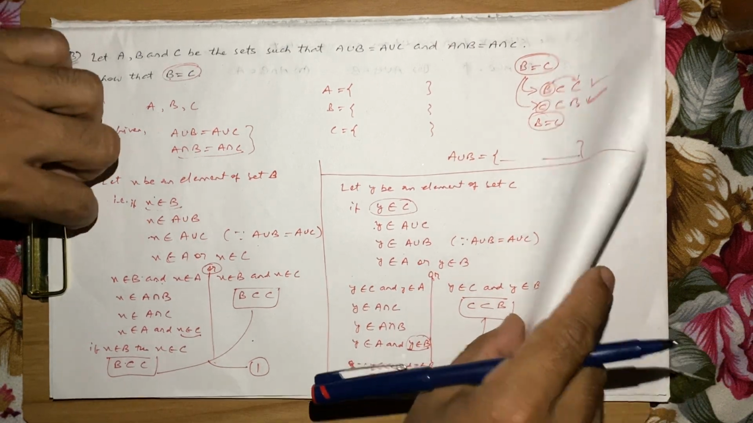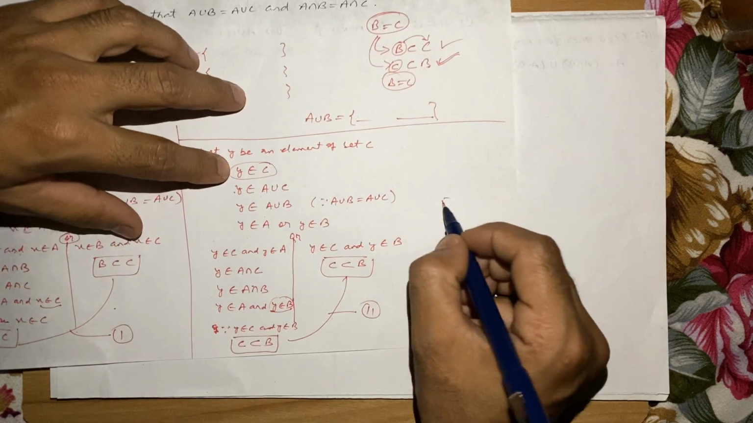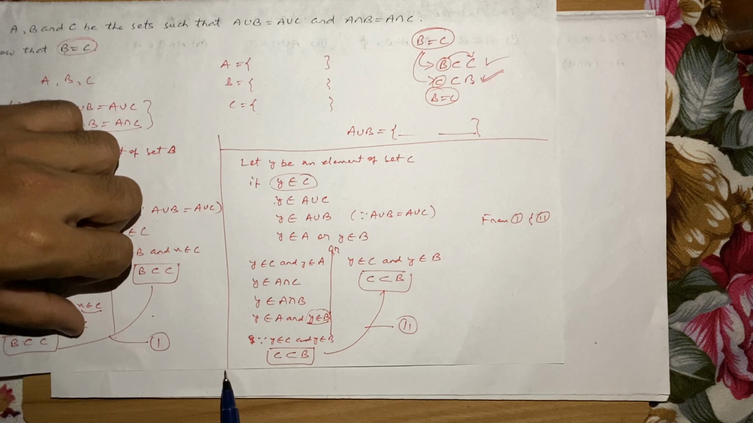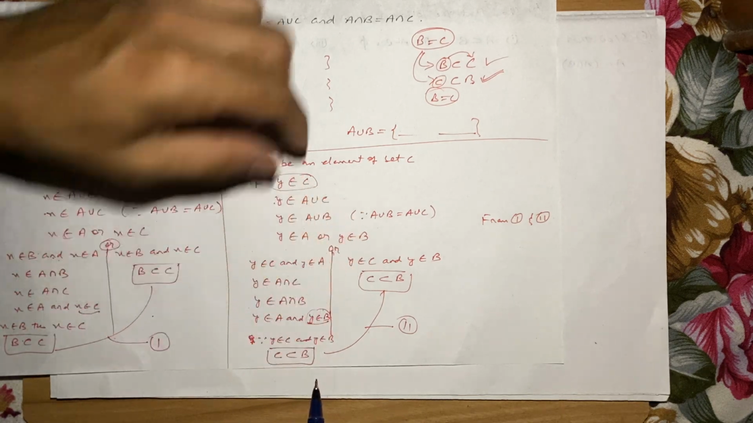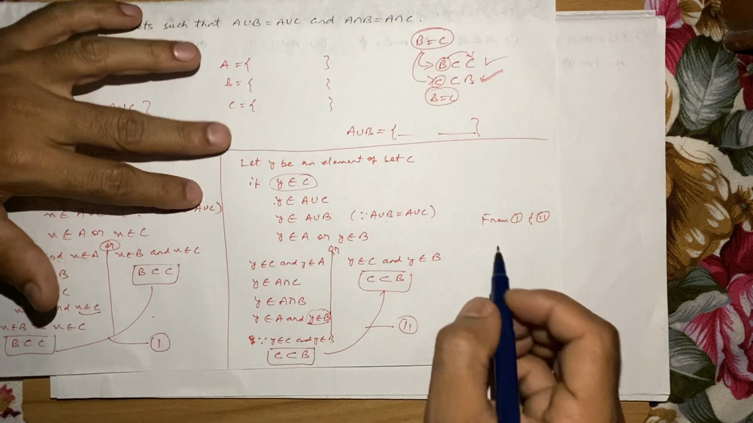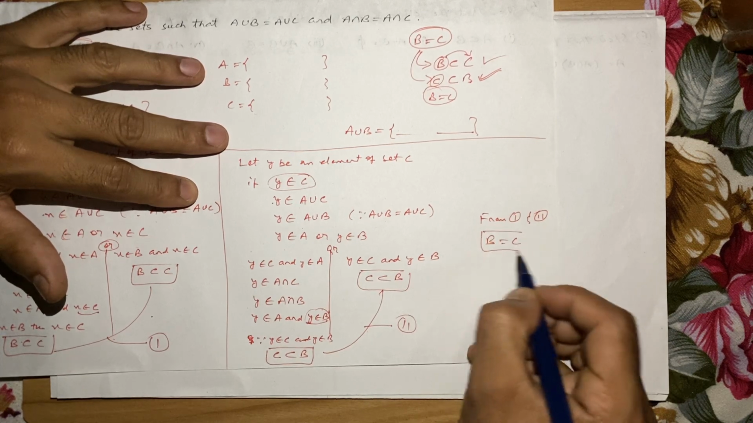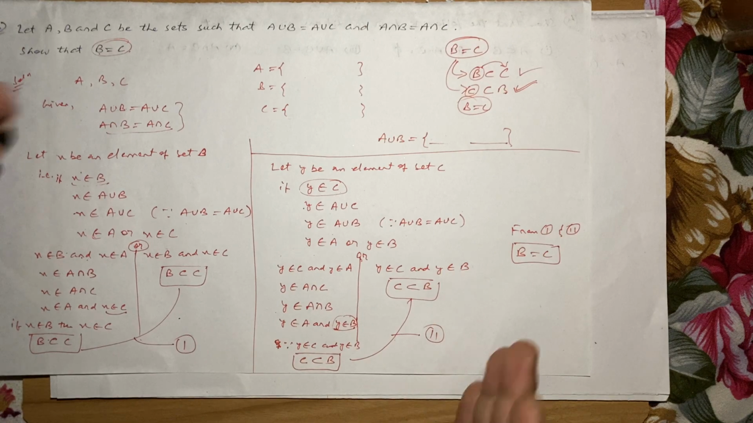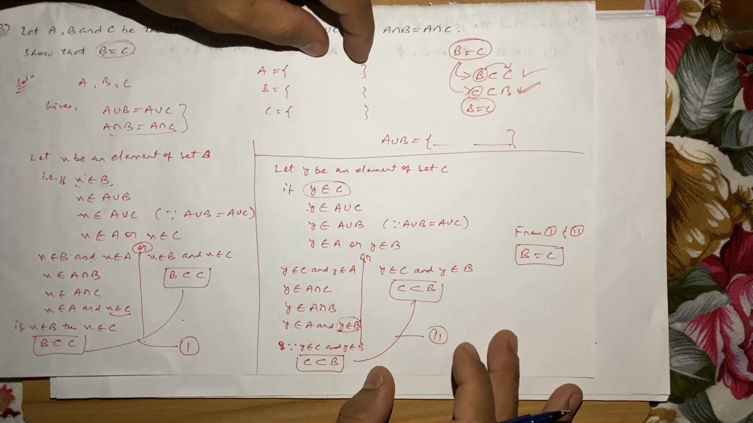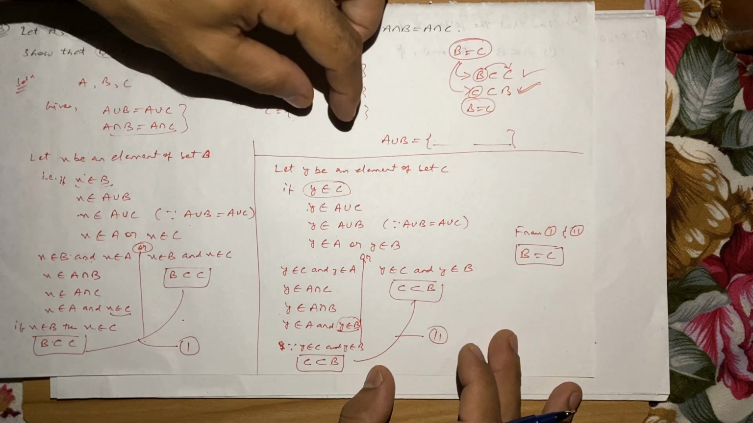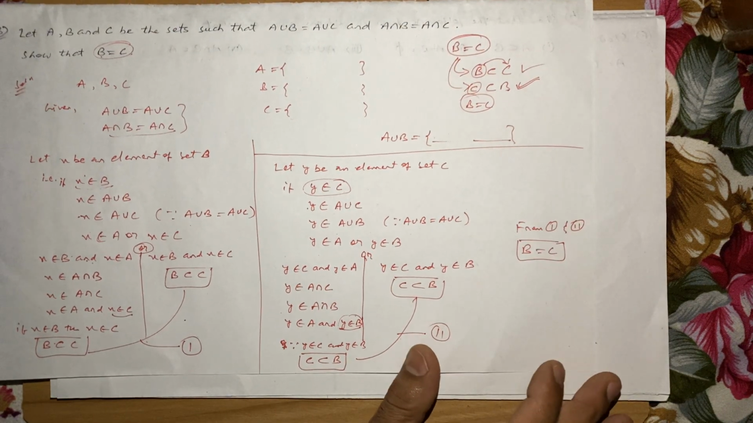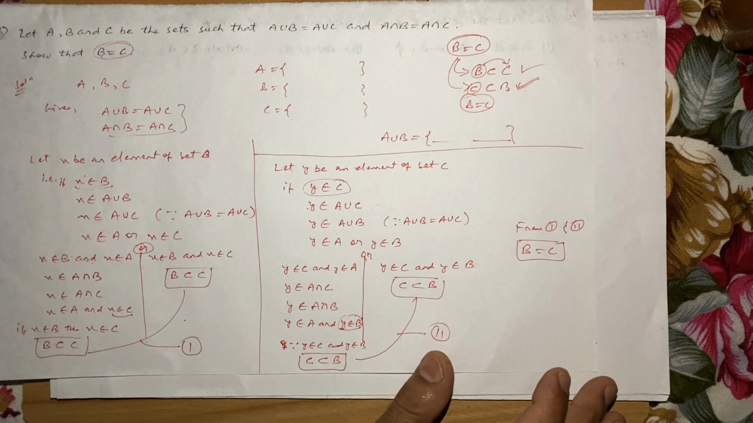So what can I say? From 1 and 2, I have shown that B is a subset of C, and C is a subset of B. Both the conditions are proved, so B is equal to C. Set B and set C are equal. So this is a bit long, but if you have understood how I have assumed each of the elements to be X, or each of the elements to be Y, and how I have proved this, it will be clear to all of you. Okay, now let's move on to the next question here.